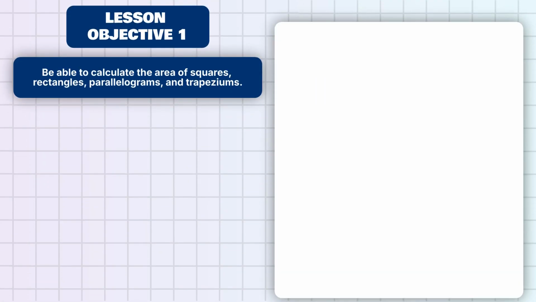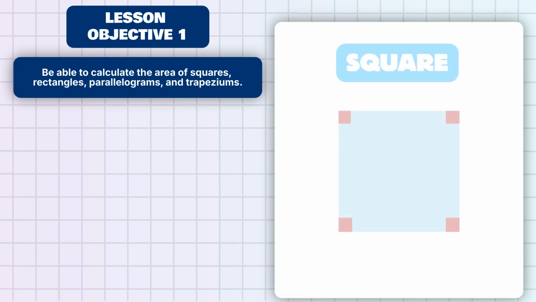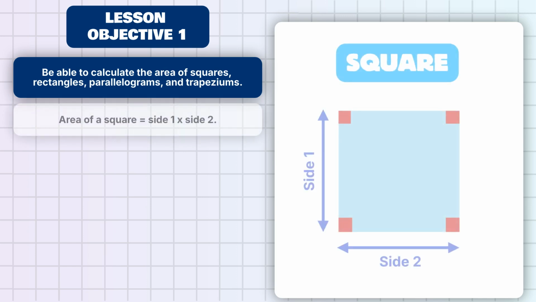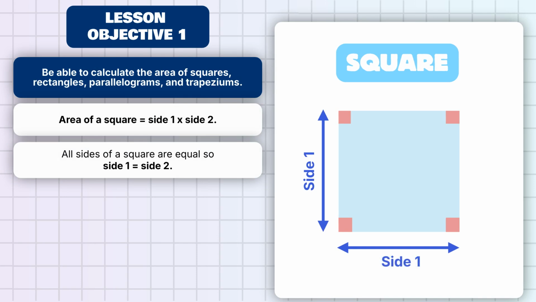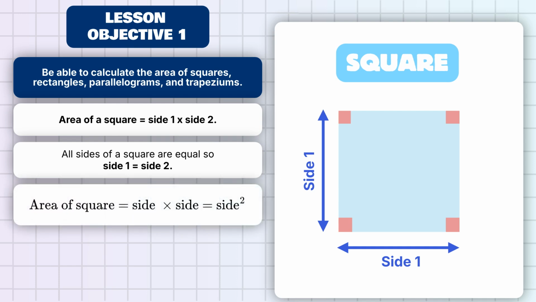Let's dive right into the main body of our lesson. We'll start with the simplest shapes, squares and rectangles. The area of a square is given by the formula area equals side 1 times side 2. However, since all sides of a square are equal, side 1 equals side 2. Therefore, you just need to multiply one side by itself. Area equals side 1 times side 1. This can be written as side squared.